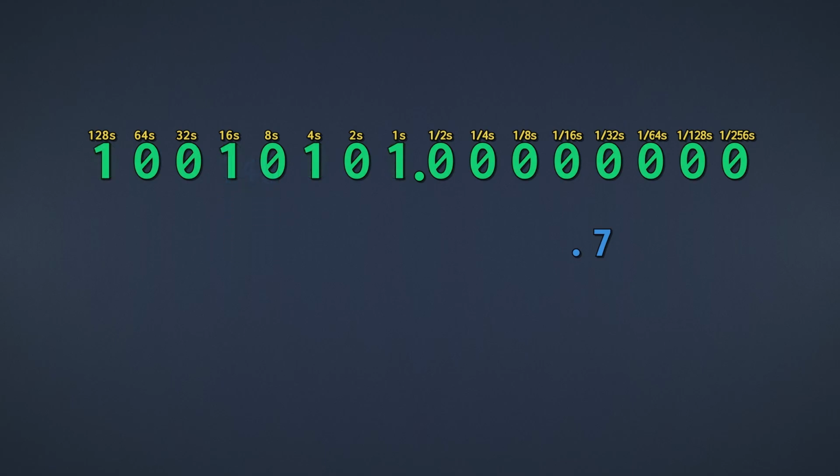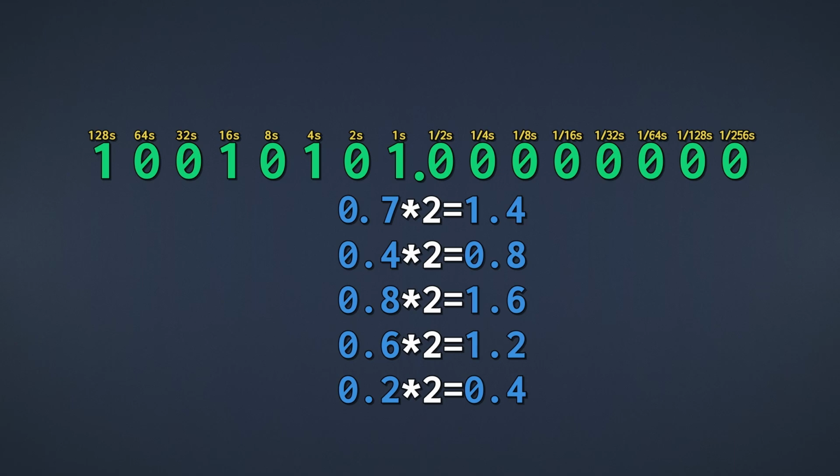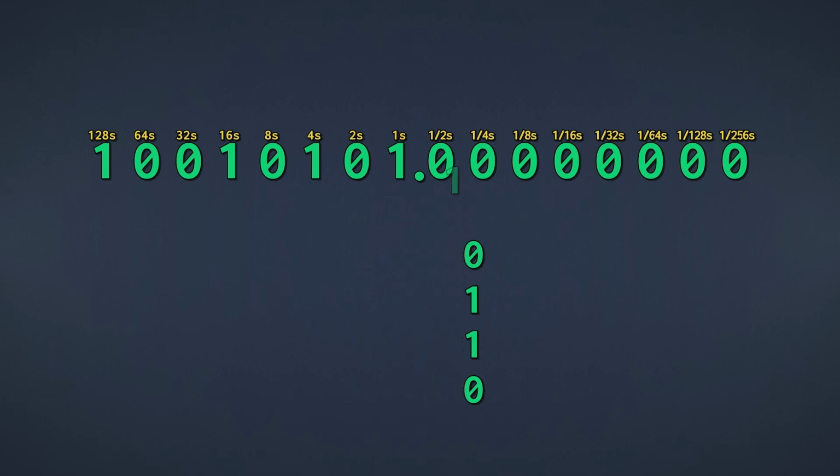But how do we convert the fractional part? First, take it and multiply it by 2. Then take the fractional part of the result and multiply it by 2. Repeat this process until we either reach 0 or until we are stuck in a repeating pattern. In our case, a repeating pattern occurs at 0.4. Now that we're done, our bits are actually the non-fractional parts right here from the top down. The non-repeating bits can be written into our number first. And then we take the repeating pattern and repeat it for all the remaining bits.